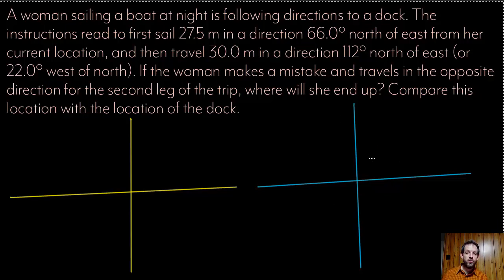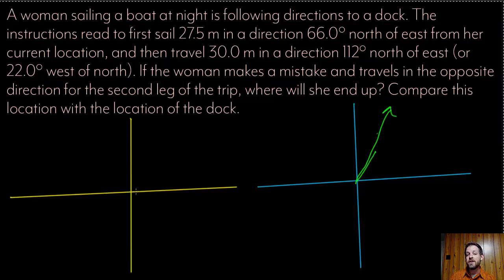We'll do the mistake in blue. The first part of the journey is the same either way, so we can go ahead and add that on both graphs. The first part of the journey is 27.5 meters in a direction 66 degrees north of east. 66 degrees north of east would be more than 45. So 45 is about right there, so it's going to be about right here. I'm going to put a dot and then connect the dots. If you're drawing this for real, you really want to use a protractor. I can't even hit my dot right. That's what I get for using a tablet. Okay, so that's my first leg of the journey.